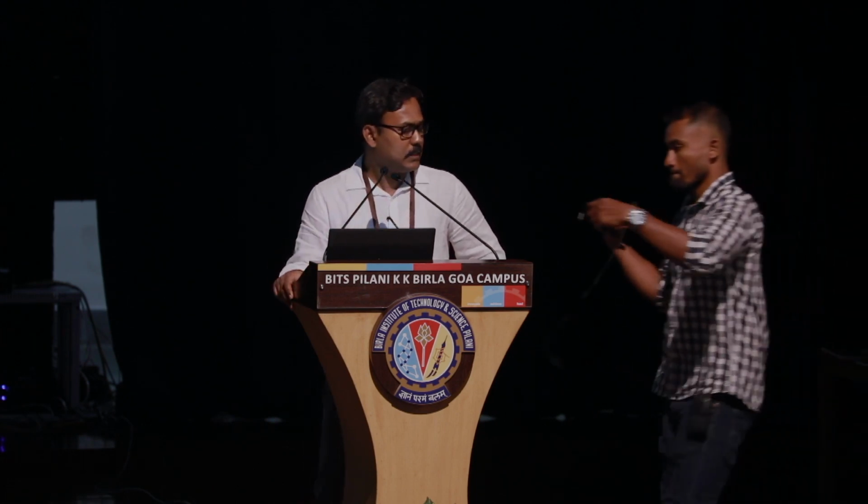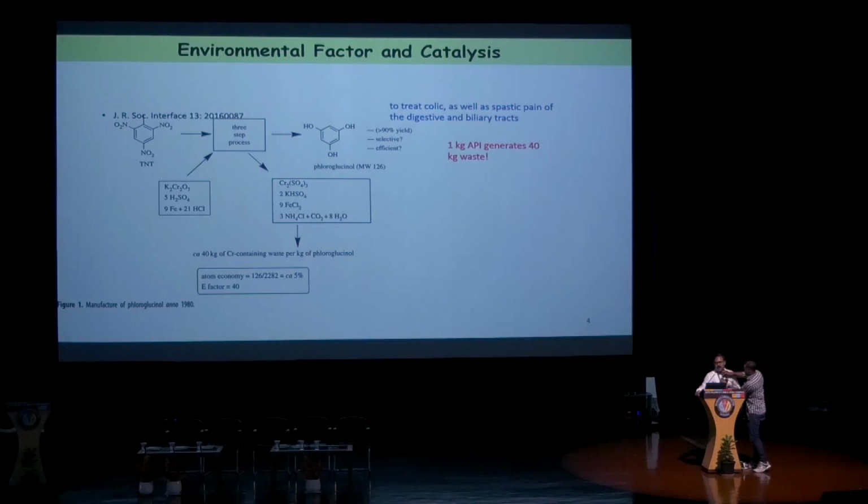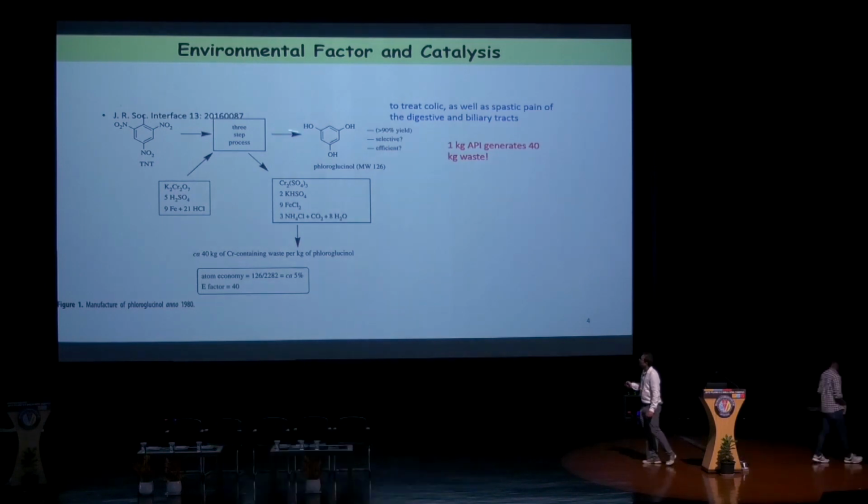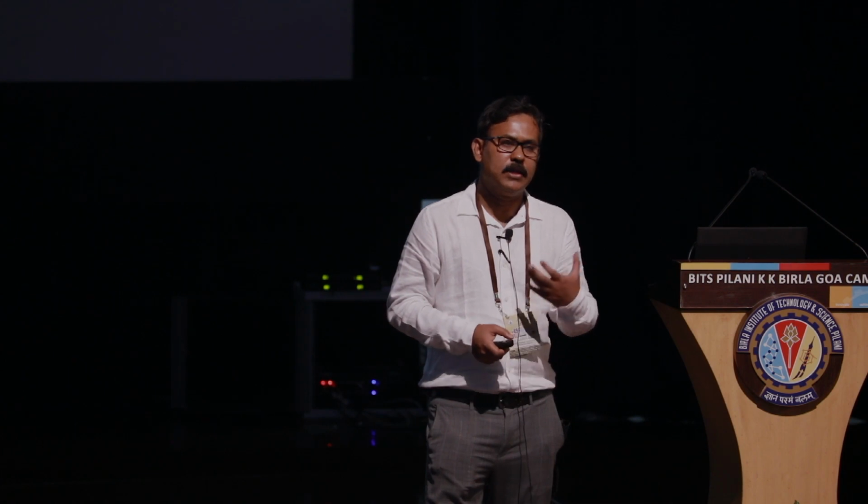I'll give an example for pharmaceutical ingredients. A company in the Netherlands was preparing a compound called phloroglucinol, a molecule used to treat colic as well as spastic pain of the digestive and biliary tract. They closed down their company because 1 kg of phloroglucinol used to make 40 kg of waste. For the waste management, the company had to pay twice the price than they were earning out of phloroglucinol. So it was not sustainable.